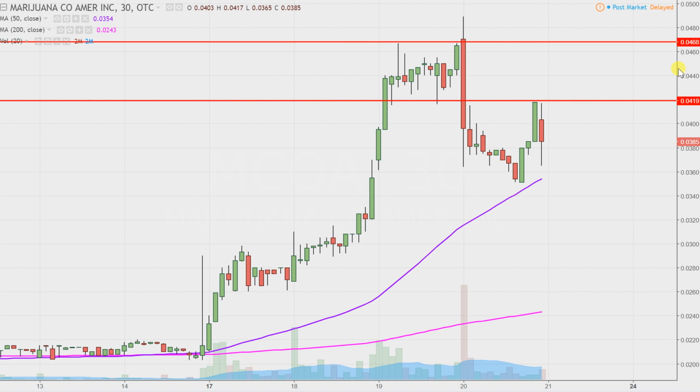All in all, though, the chart's looking solid, and as long as the price keeps on building those higher bases, the longer term, big picture chart will take care of itself.